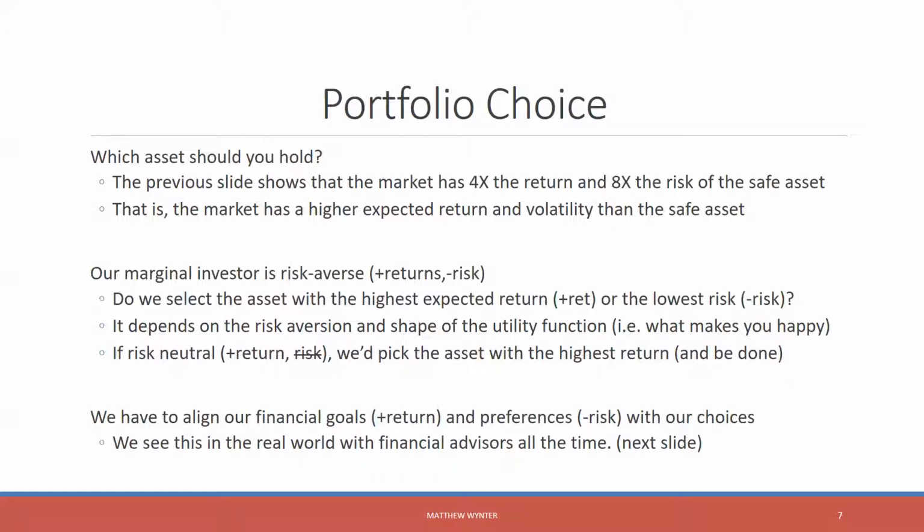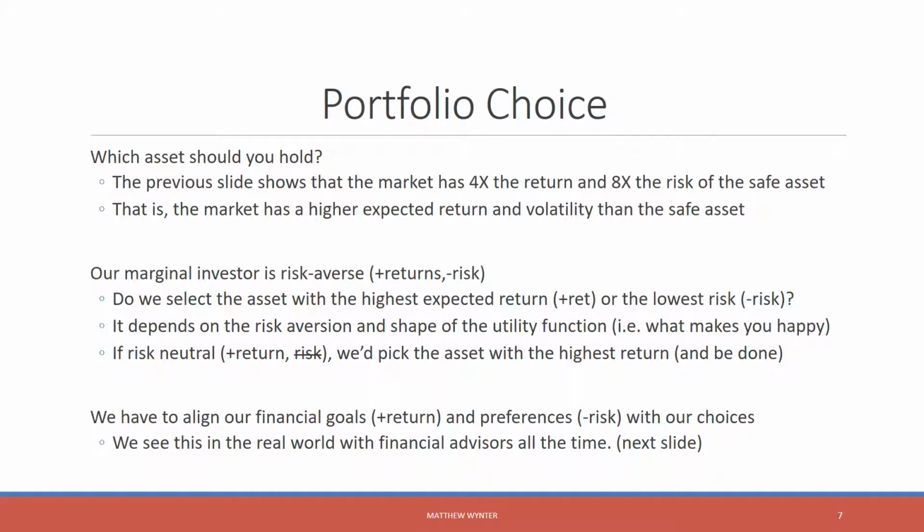This is kind of the trade-off that we'll be facing as we think about portfolio choice more broadly. And really, it's going to depend on the risk aversion and the shape of the utility function. When I say shape of the utility function, I mean it depends a lot on what's going to make the investor happy. If the investor were risk neutral, meaning they cared about return but were indifferent to risk, we'd pick the asset with the highest return and be done.